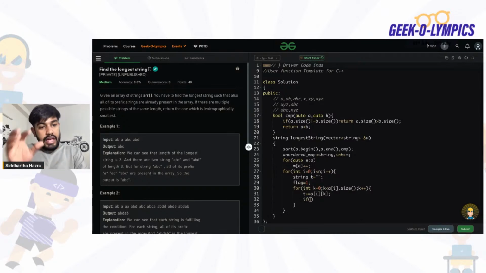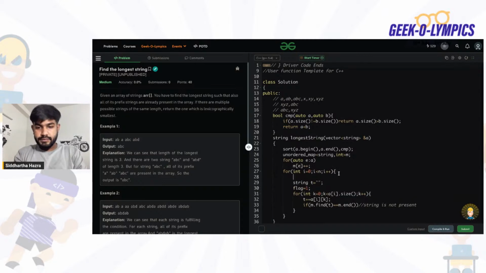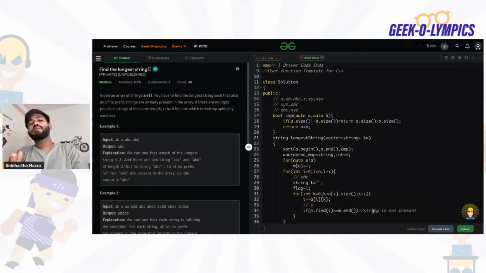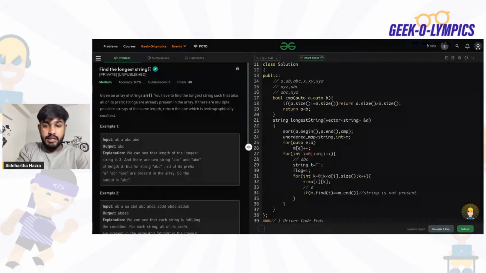Okay, if it is not present, अगर a ही present नहीं है, so I would say this is not possible. So m dot find t is equals to m dot n. This just means that string is not present. यहाँ पे let's say abc था. यहाँ पे let's say a को मैंने सर्च किया, a मुझे मिला ही नहीं. So at this point only, if any of the prefix is not available, this can't be an answer.